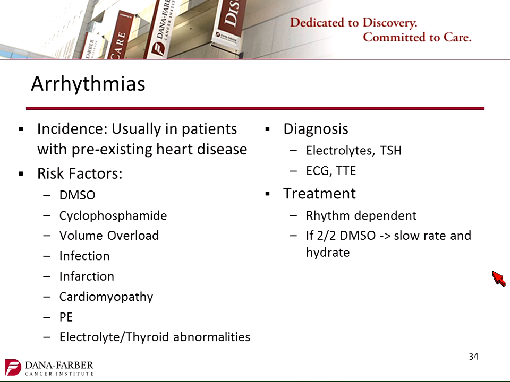So arrhythmias, during transplant, we see all sorts of arrhythmias. It's usually in patients that actually have pre-existing heart disease or pre-existing arrhythmia, such as atrial fibrillation. It's related to either DMSO, Cytoxan, volume overload, infection, cardiomyopathy, PE, or electrolyte abnormalities. Its treatment is rhythm dependent, but if it's secondary to DMSO, as we discussed before, you can just slow the rate and hydrate. You don't necessarily need a beta blocker or a calcium channel blocker.